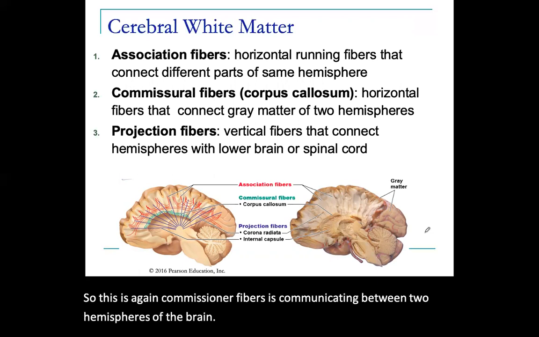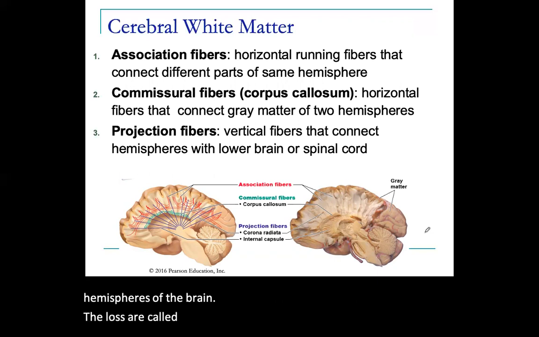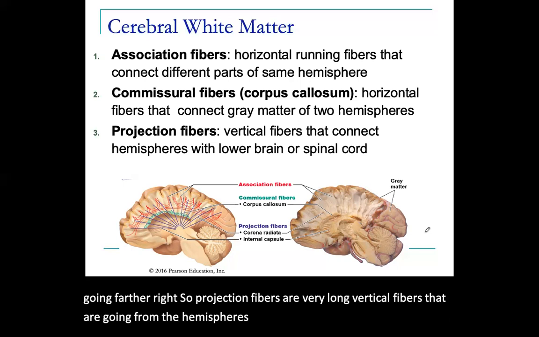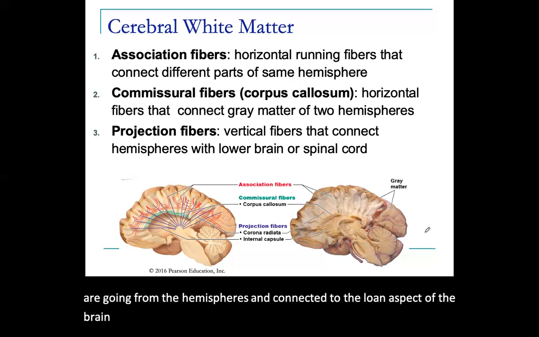The last are called projection fibers. Again, when you project something, you're going farther, right? So projection fibers are very long vertical fibers that go from the hemispheres and connect to the lower aspect of the brain, including your brainstem and eventually your spinal cord.